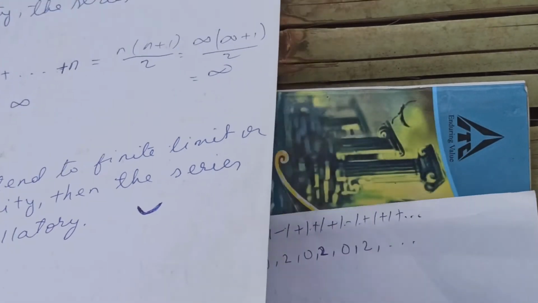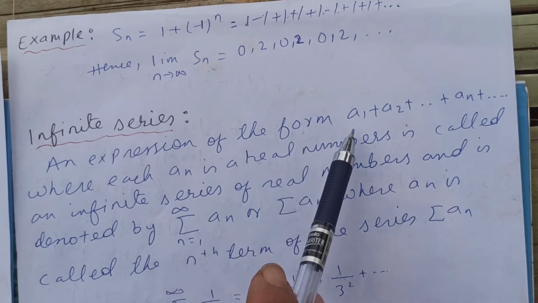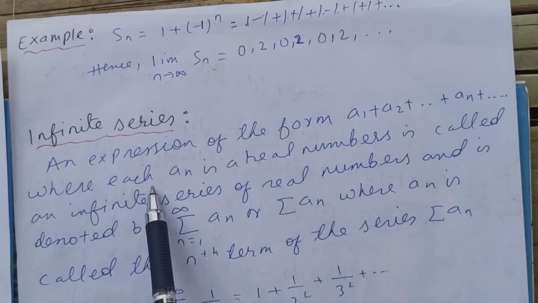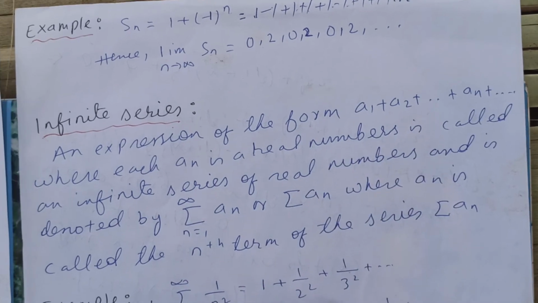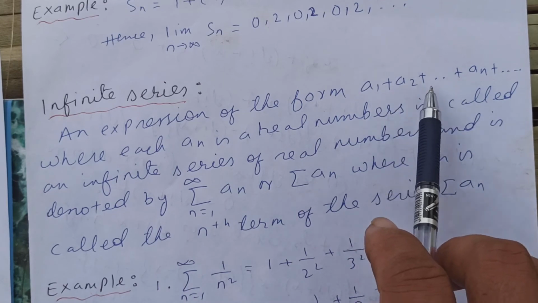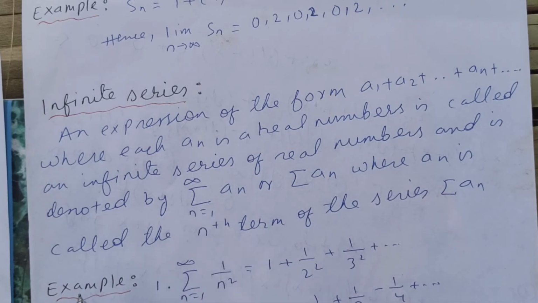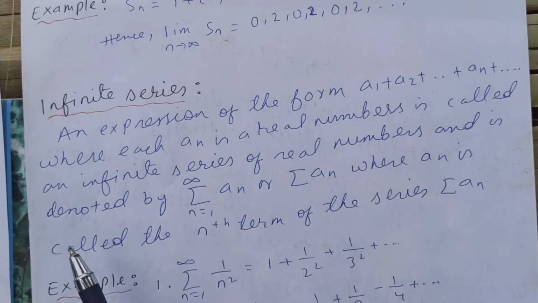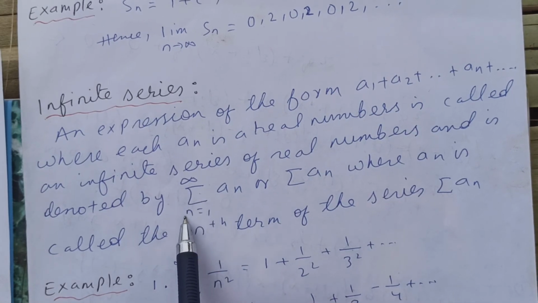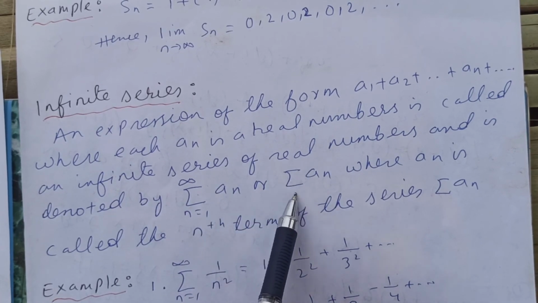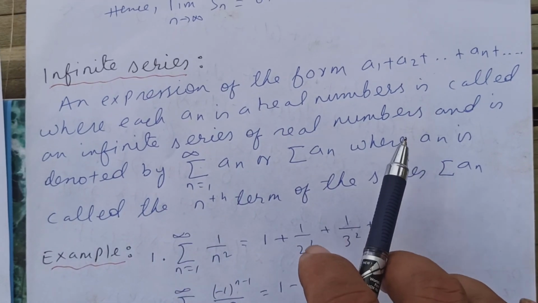Now, since we talk about infinite series, let's see the definition. An infinite series is an expression of the form a1 plus a2 plus and so on up to an plus and so on, where each an is a real number. It is called an infinite series of real numbers, meaning it goes up to infinite terms. We denote it by the Greek symbol sigma, sigma from n equals 1 to infinity of an, or simply sigma an, where an is called the nth term of the series.